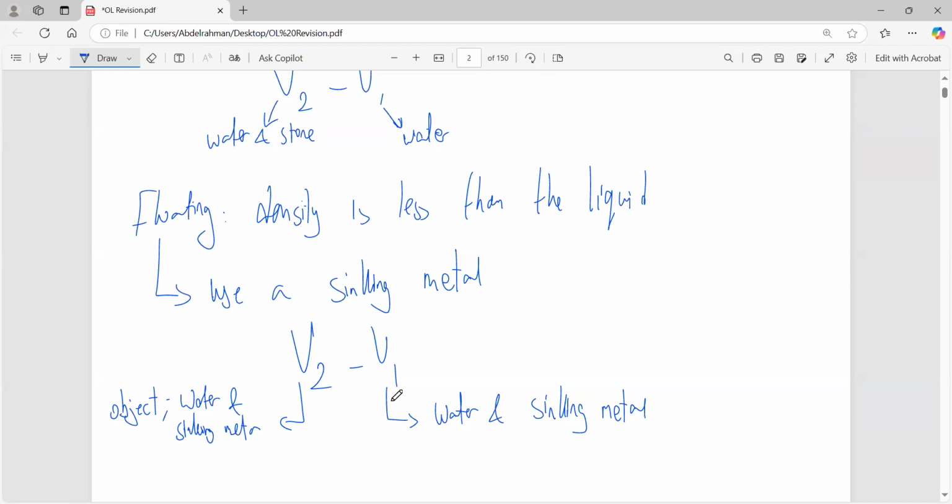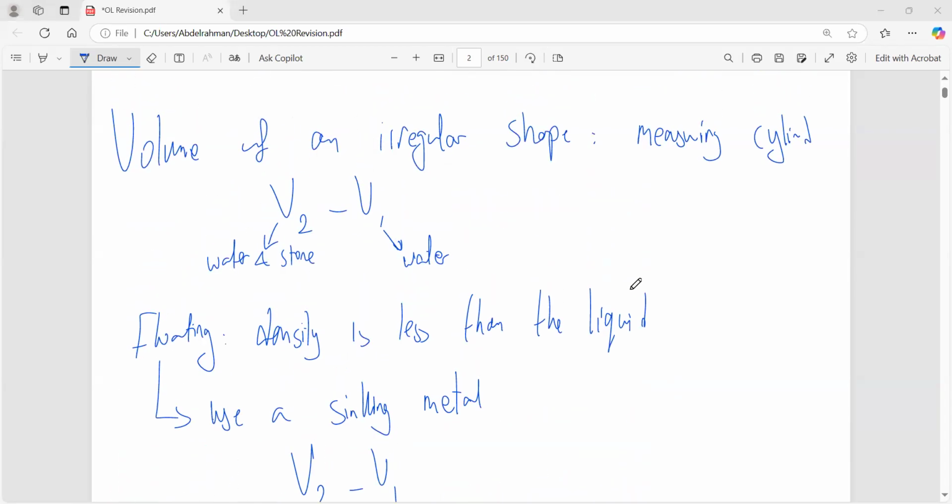Can you repeat V2 minus V1 again? Okay, V2 minus V1, simply I have a small piece of irregularly shaped stone. What do I do with this stone? I use a measuring cylinder and I add some water. I will find the initial volume of the water. For example, the volume of the water is 30 centimeters cubed. So this is the initial volume of the liquid.